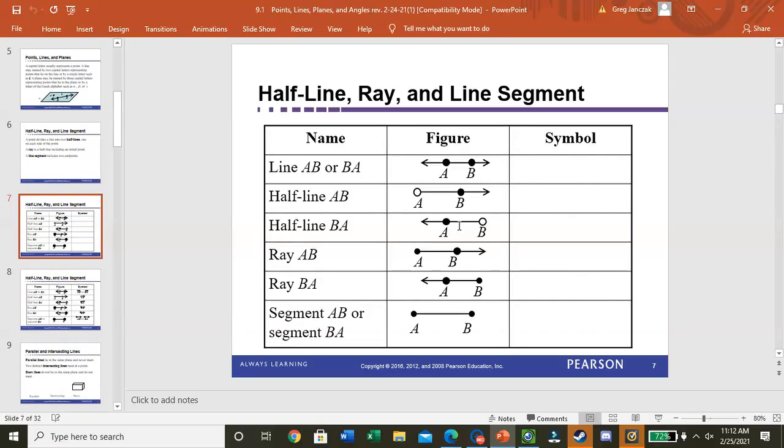Okay. And so the symbol for a line in this case is AB with two arrows on each end.